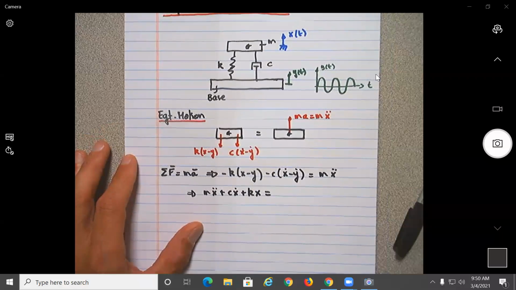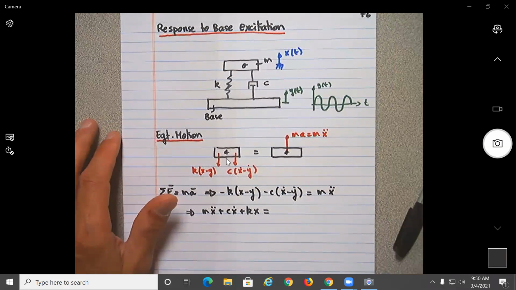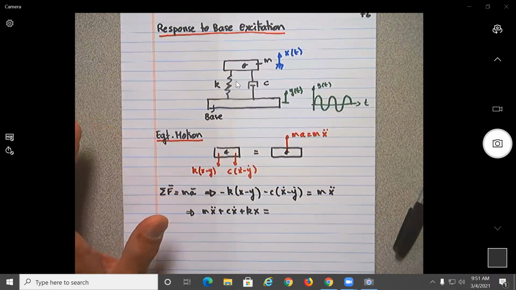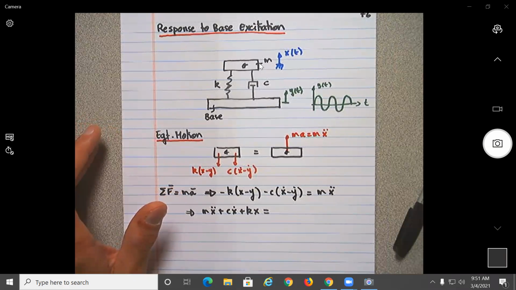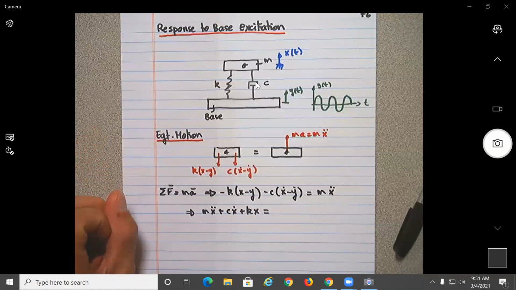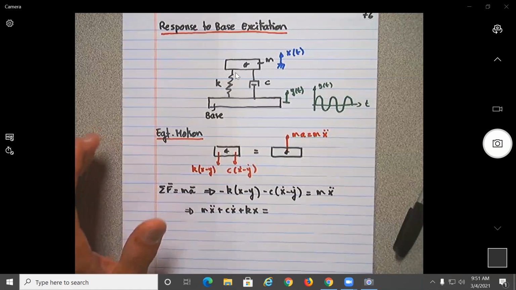I just had an excellent question, asking what happened to gravity. Here I'm making the assumption that the spring is initially unstretched. If we put mg, this would have an initial compression. So let's say this is the position at which the weight of the mass is already included in the spring and the damper, so it has no effect. A good question.